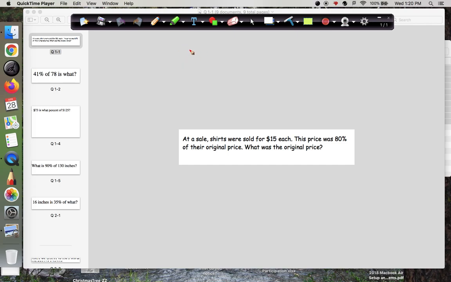At a sale, shirts were sold for $15 each. The price was 80% of their original price. So what was the original price? So when I see percent, I'm going to make a fraction, and I have to figure out if this right here is the part or the whole. And $15 is part of the original whole price. So I put 15 right here, and then my variable right here.